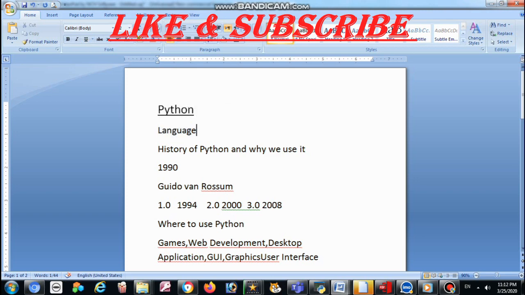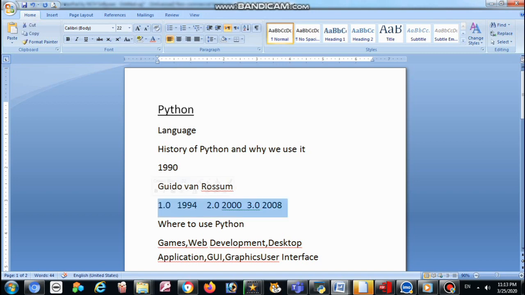Now we come to the history of the Python language. Python started in 1990, and Guido van Rossum created this language in 1990. After that they released the versions, like 1.0 in 1994, 2.0 in 2000 and 3.0 in 2008.